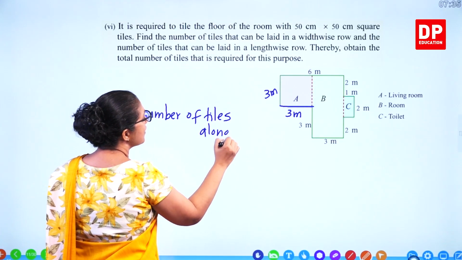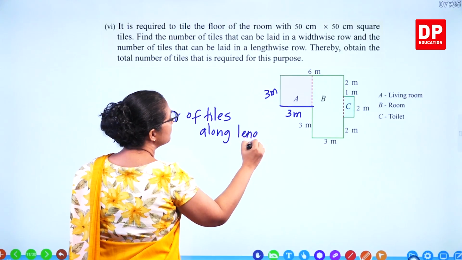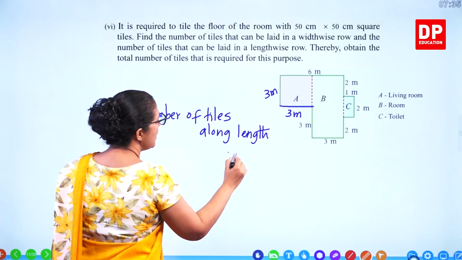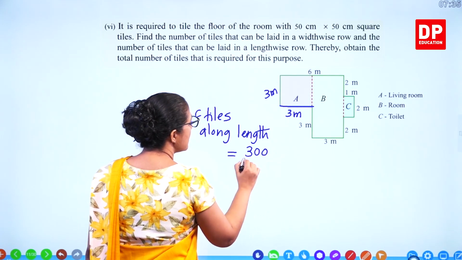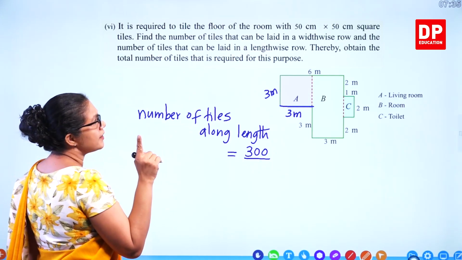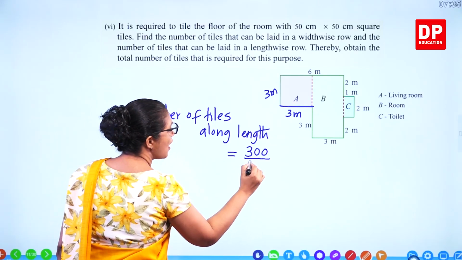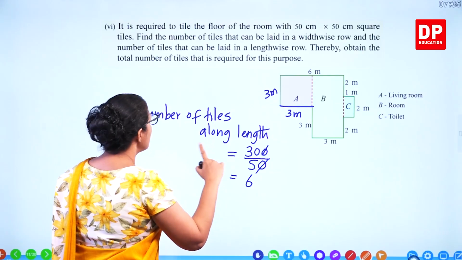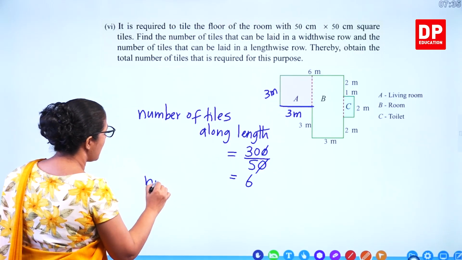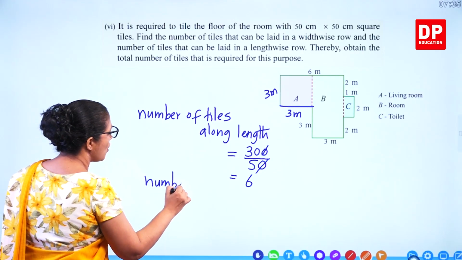Along the length, that means 300 centimeters divided by one tile, which is 50 centimeters. So divide by 50 and you get 6 tiles. The number of tiles on the other side is also the same, because this is a square.